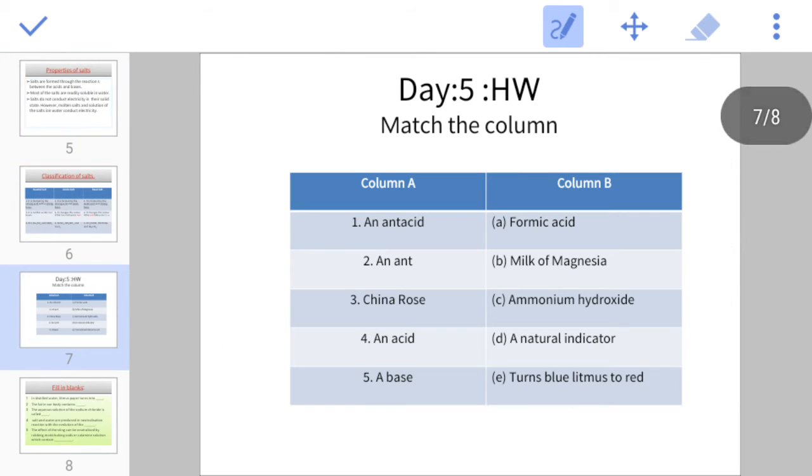Next topic is the homework. And the homework: an antacid, which one does it go to? I read it.